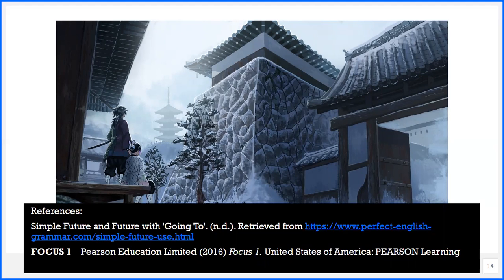And we also used the book. The book was very helpful. If you have any questions, feel free to also access the book.